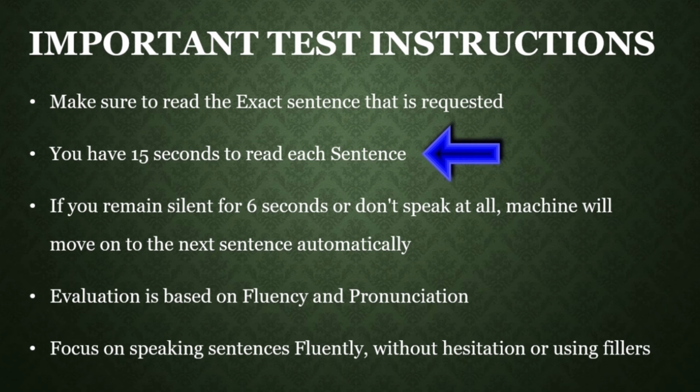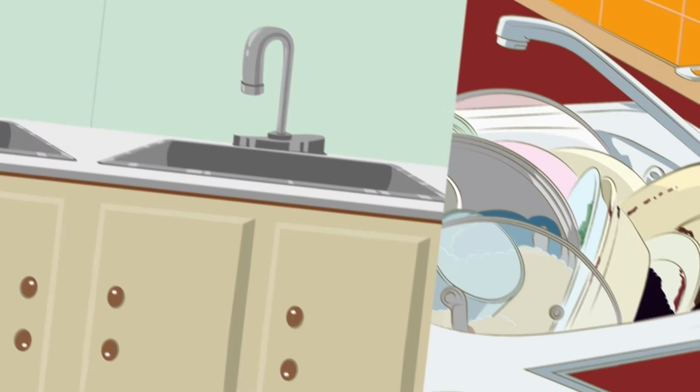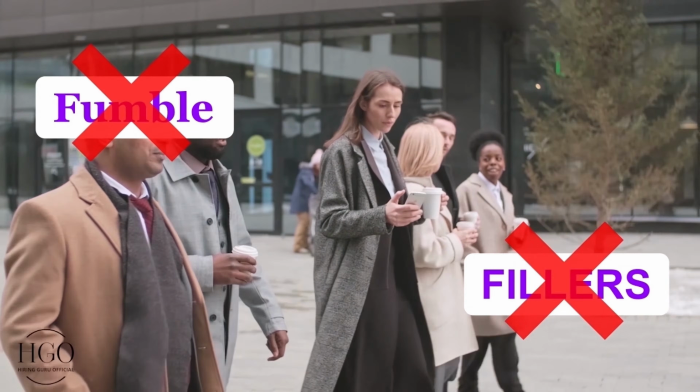You will have 15 seconds to read each sentence, and if you remain silent for 6 seconds and do not speak at all, the machine will automatically move on to the next section. Remember, there are only 2 things that will be evaluated in this section: your fluency and pronunciation. Therefore, your entire focus should be on speaking the sentences fluently without hesitation or using fillers. For example, if the bot says, please read sentence number 7, and if the sentence says, he cooks hamburgers and leaves his dirty dishes in the sink all night, then you must read it loud and clear without fumbling. If you fumble or use fillers, you will get a negative mark.